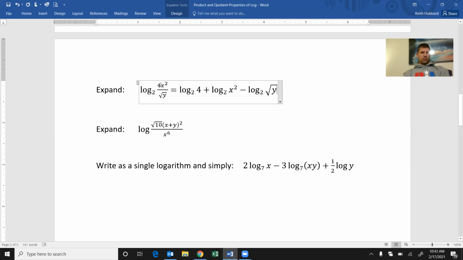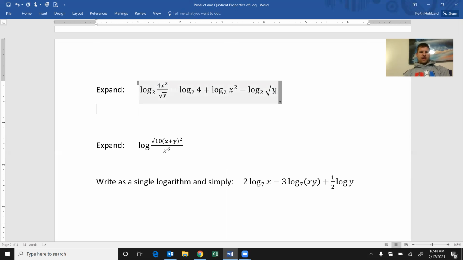So multiplying 2 inputs is the same as adding their outputs. Then dividing by this is the same as dividing their outputs. Sorry, subtracting their outputs. Okay, so how do I simplify this? Now, there's 3 different pieces, and so I can still expand a little farther. And let's see, log base 2 of 4, 2 to what power is 4? Since that's all numbers, I can say, well, 2 squared is 4. That's actually equal to 2.